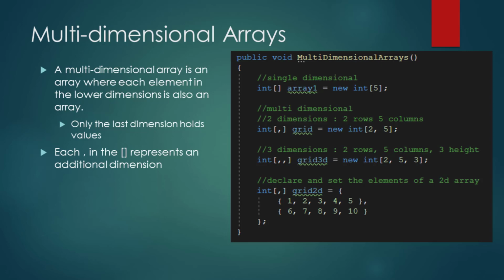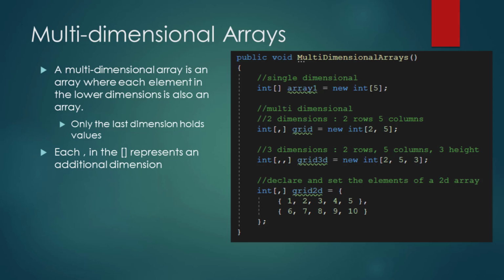The syntax for declaring a multi-dimensional array is a little different than a single-dimensional array. As you can see here, there's a comma inside the square braces. The comma represents an additional dimension, so 0 commas equals 1 dimension, 1 comma equals 2 dimensions, 2 commas equals 3 dimensions, and so on. So in our 2 example multi-dimensional arrays, we can see that grid is a 2-dimensional array with 2 rows and each row has 5 columns. And grid3D is a 3-dimensional array with 2 rows and 5 columns and 3 height values in each column.